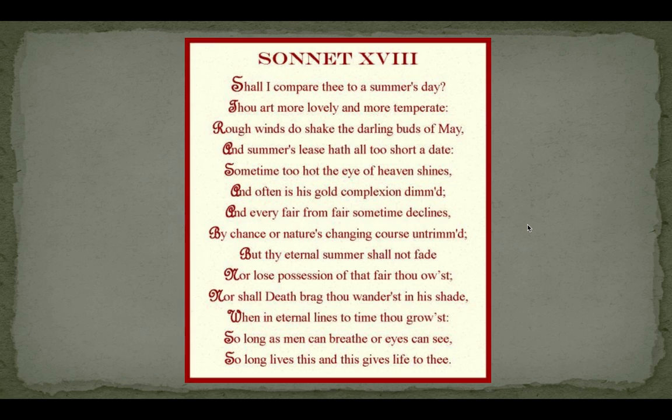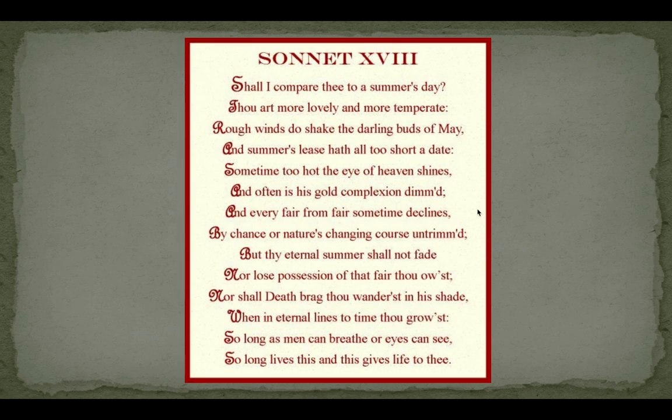So this is the way nature works. We have things that decline after they grow. People, they start out young, they get old. This is just nature's changing course untrimmed. Oh, that's another image there. It's kind of a gardening image. Untrimmed, you can imagine that people might clip the roses. So a couple things going on there.